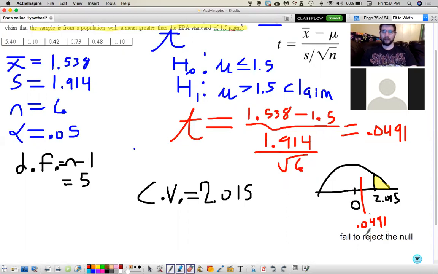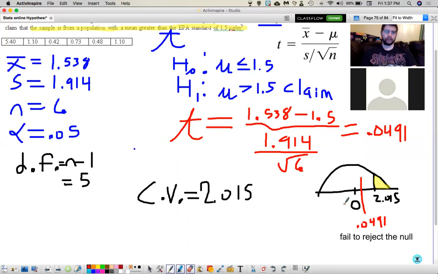All right. So my test statistic was 0.0491. That means it's between 0 and our critical value. So it's outside of the rejection region. We don't reject the null.